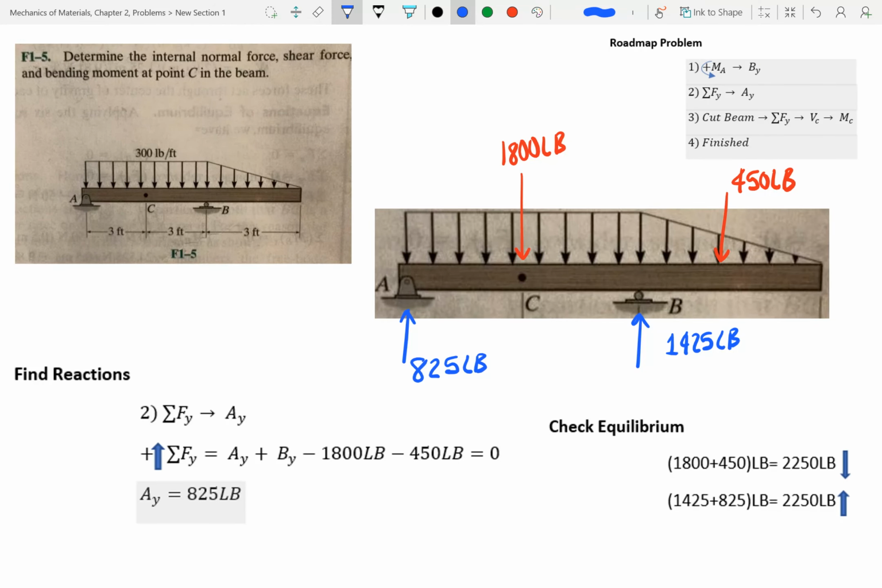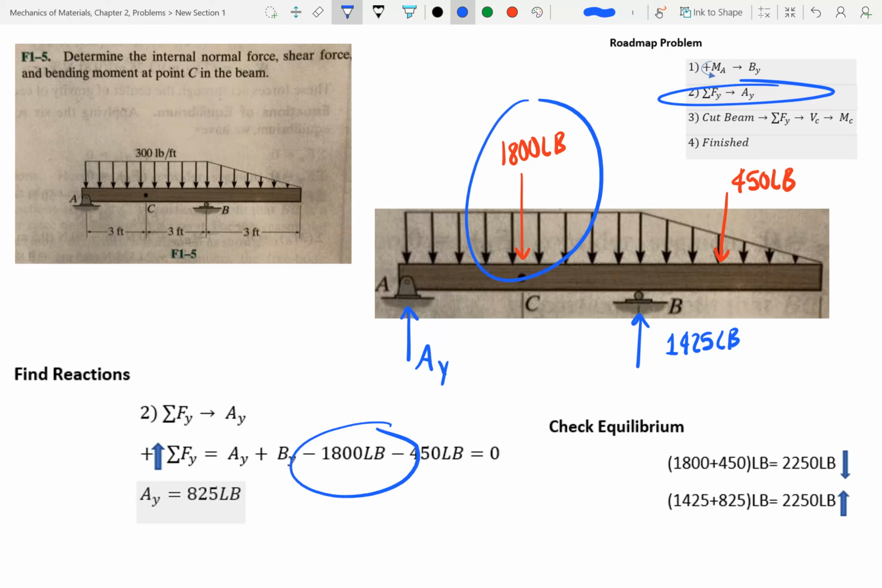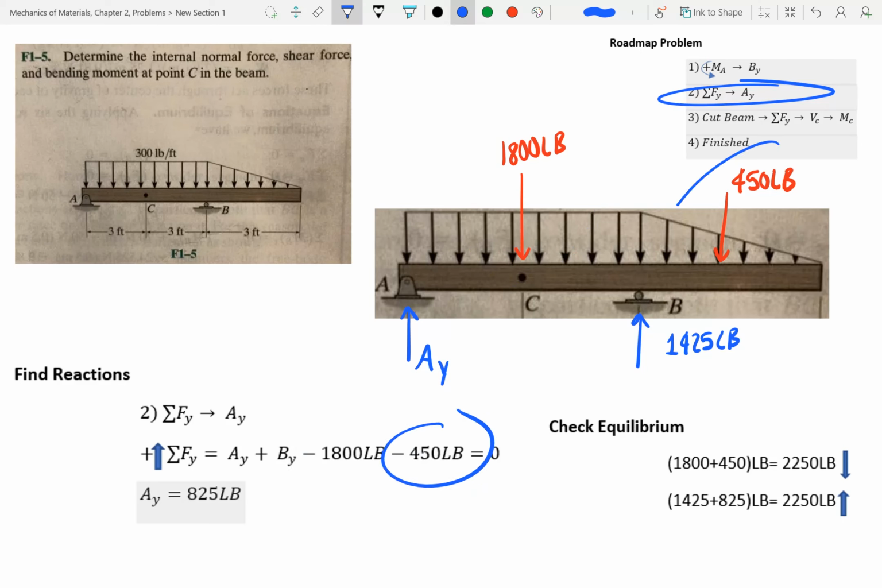Okay, next thing I want to do is we're going to go and move on to step 2 right here on the road map. I'm going to go ahead and say Ay is going up. I don't really know that Ay is going up, but we're going to assume that for now. So By is pushing up as well. This 1800 is down, right? And this is also down. Okay, so if you solve for Ay, you get this.